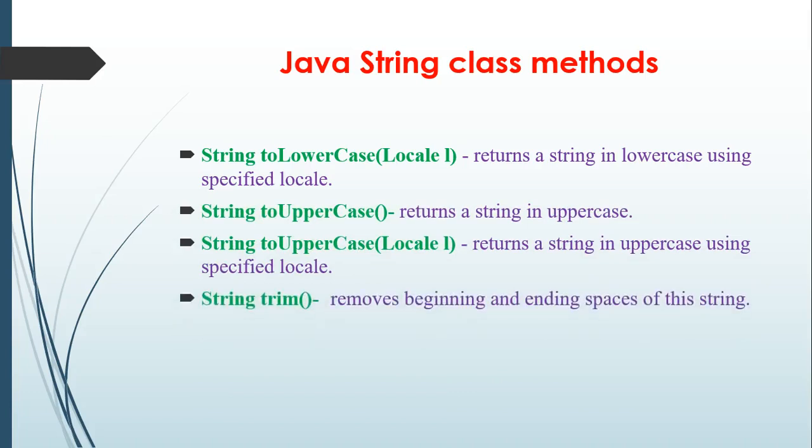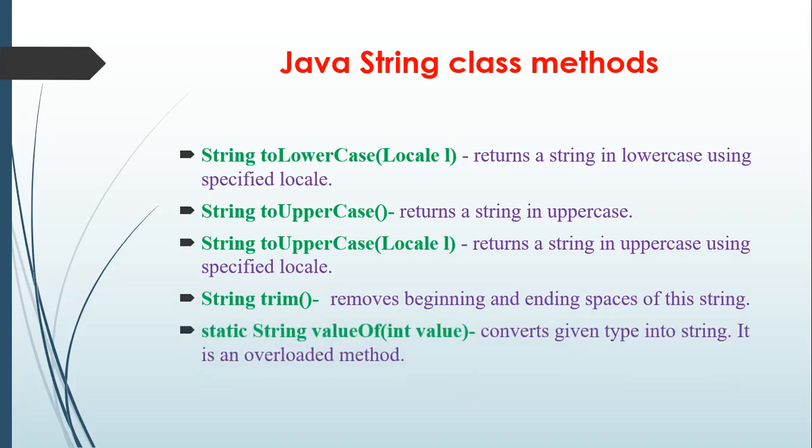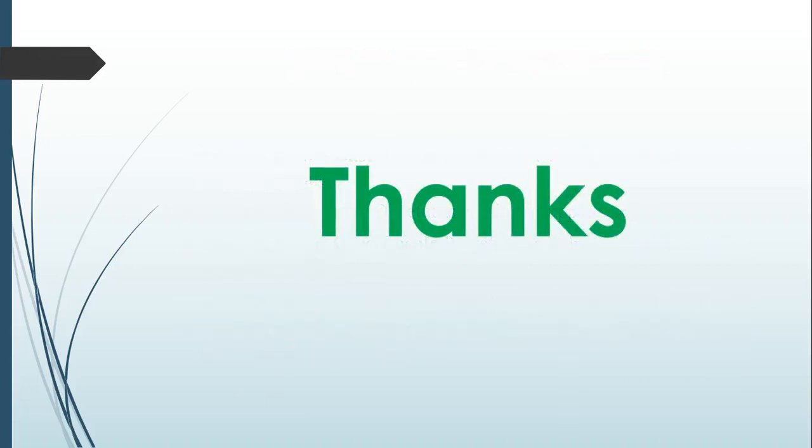trim removes the beginning and ending space of this string. Static String valueOf converts a given type into a string. It is an overloaded method. These are the things which we studied in string.